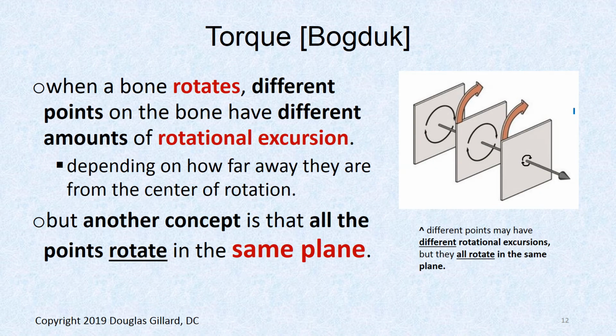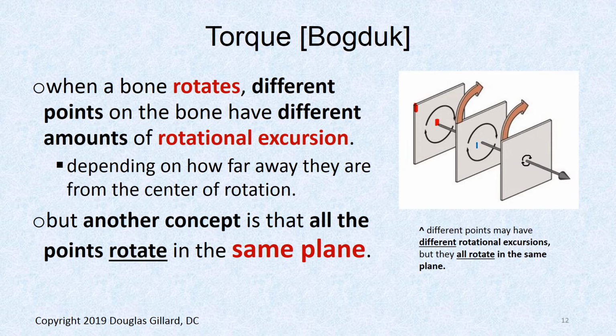All right, and then when a bone rotates perfectly, different points on the bone have different excursions, or rotational excursions, which just means this point is going to move a heck of a lot further than this little point down here when you rotate. So you have different amounts of rotational excursion. Nevertheless, all these points rotate in the same plane, but their arcs are different measures.